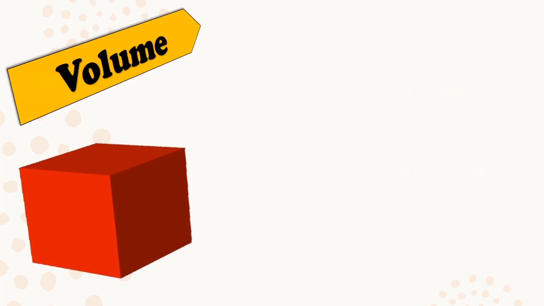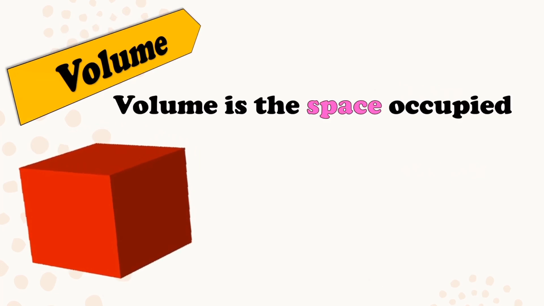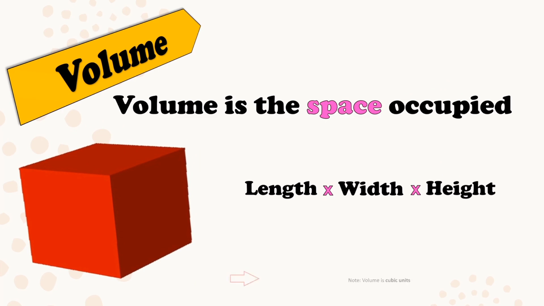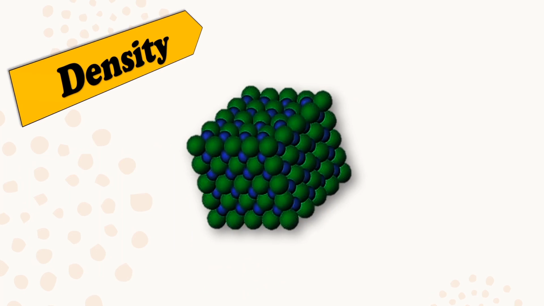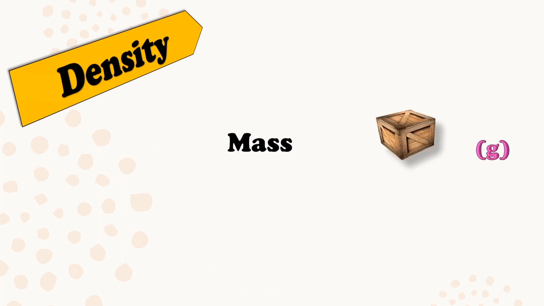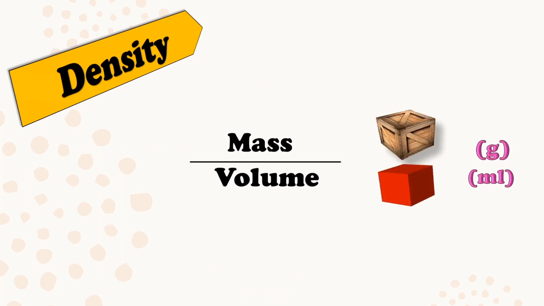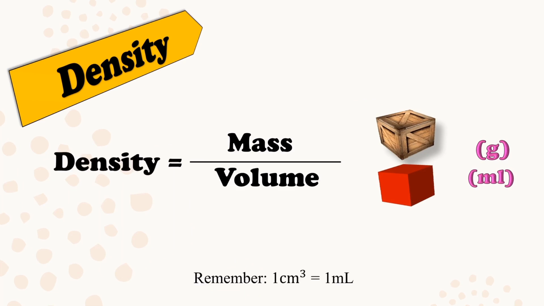And volume is just the space occupied by a piece of matter. And of course, that is length times width times height, which gives us cubic units. And when we take a mass divided by its volume, we get what is called a density. And density is a great physical property that we can use to compare things, and we want to remember that 1 milliliter is equal to 1 cubic centimeter.